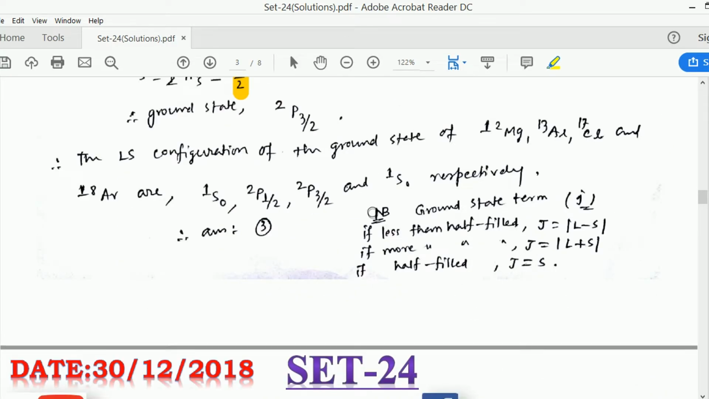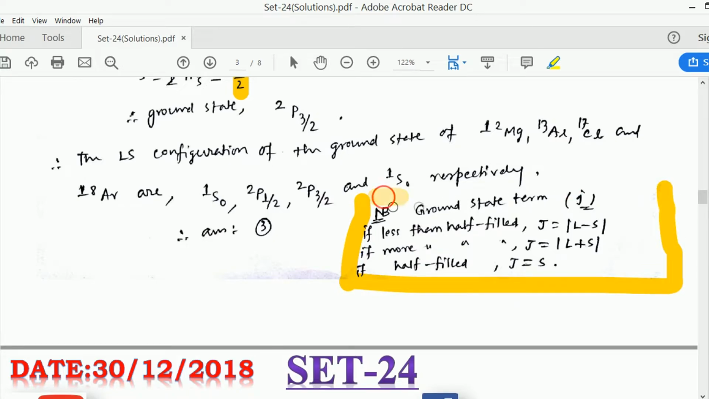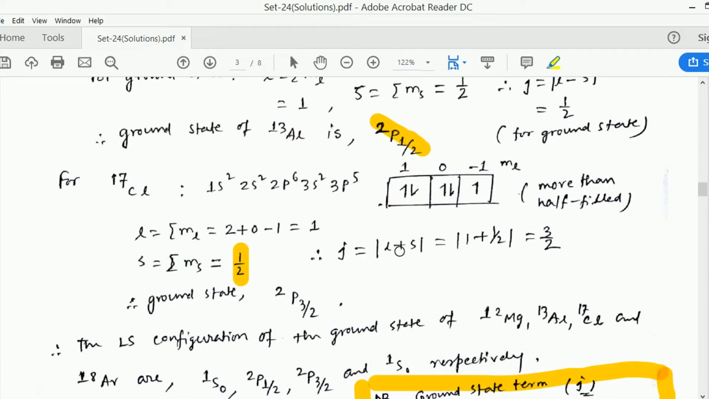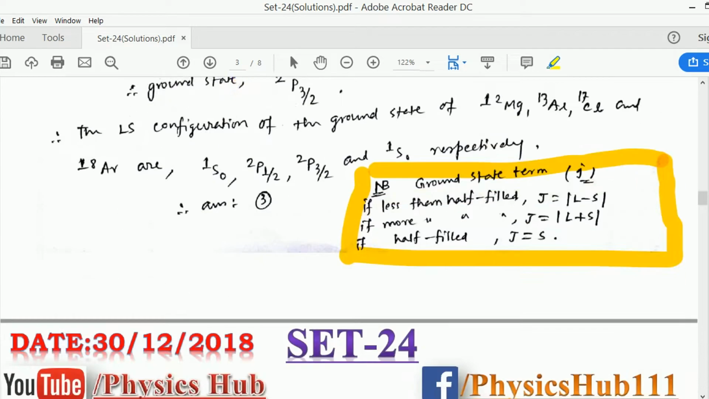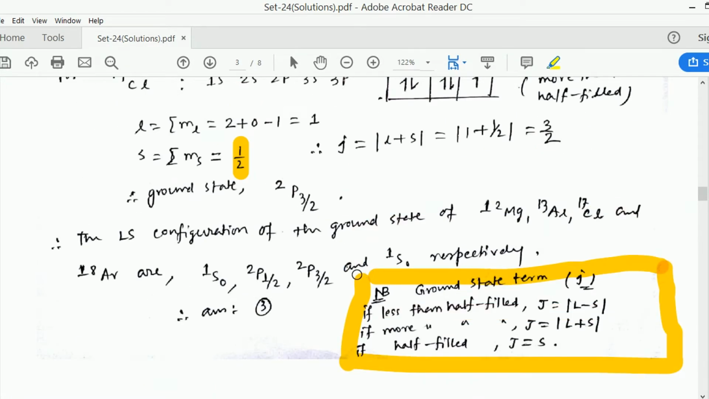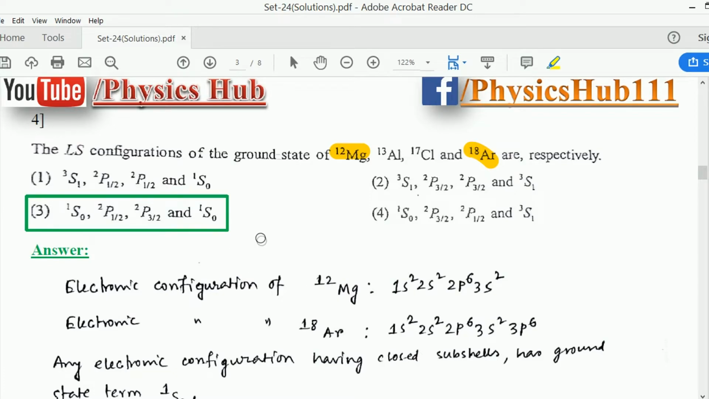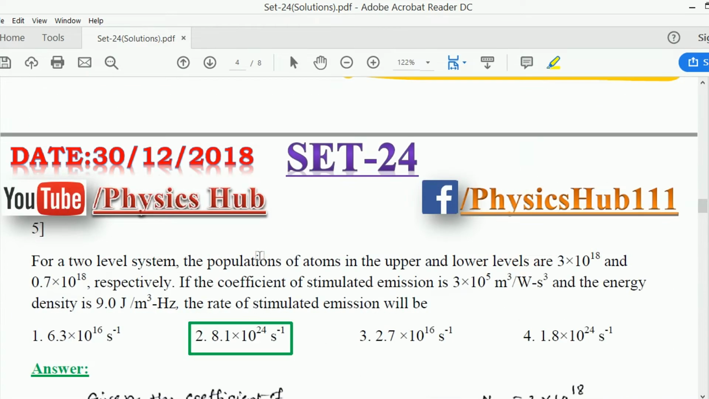And for your convenience, I have given you this formula which you have used in this problem. So for the ground state term J, if the last subshell is less than half filled, then J will be equal to L minus S. If more than half filled, then J equals L plus S, and if it is half filled, then J equals S. So it is matching with option 3. So option 3 is the correct option.